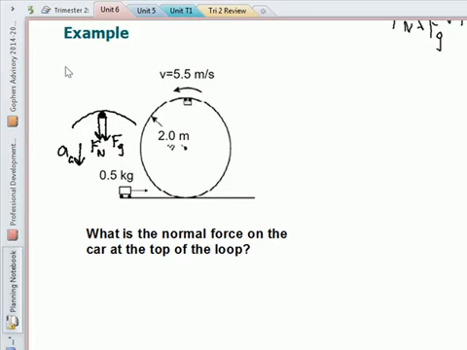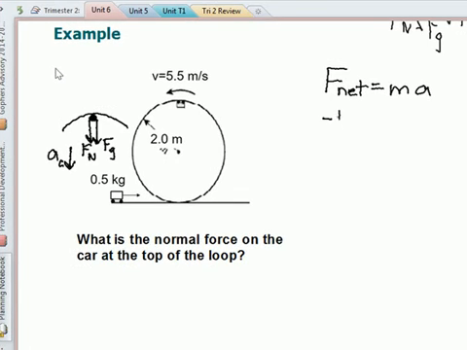The next thing I want to do is write out Newton's second law: F net equals mass times acceleration. I want to add up all the forces to figure out what F net is. Fg is going in the negative direction, and normal force is going in the negative direction, so both of those will have a negative sign. On the other side of the equation, I want to write mass times acceleration. The acceleration of this car at the top of the loop is going to be centripetal acceleration, since we're inside of a circle.